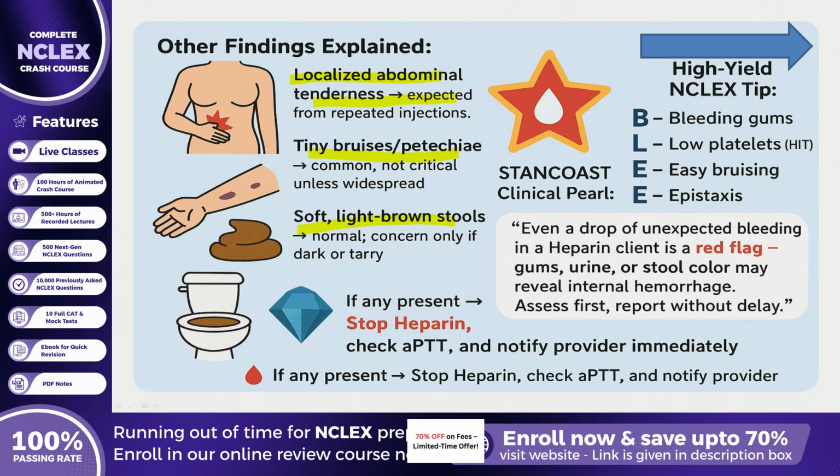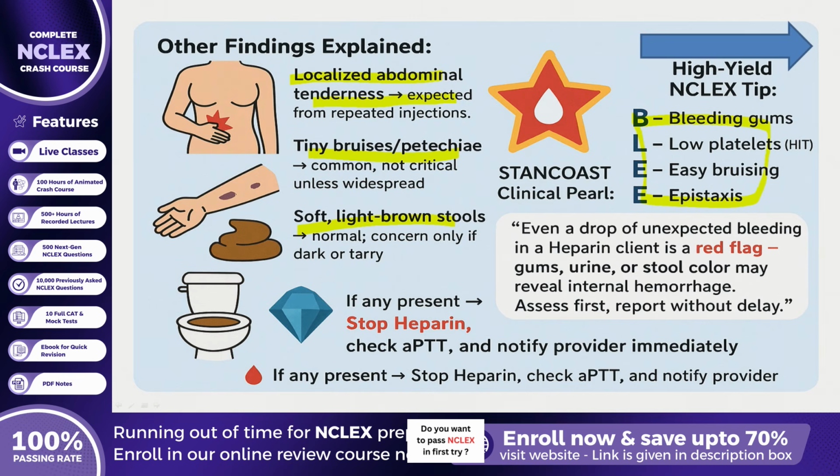And to reinforce your memory, Stand-Coast High Yield NCLEX Tip. Use this simple mnemonic BLEED to remember key bleeding indicators in heparin therapy: bleeding gums, low platelets, heparin-induced thrombocytopenia, easy bruising, epistaxis, and dark stools. If any of these are noted, stop heparin, assess a PTT, and notify the provider without hesitation.